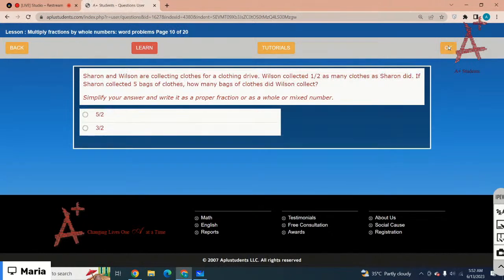Sharon and Wilson are collecting clothes for a clothing drive. Wilson collected half as many clothes as Sharon did. If Sharon collected 5 bags of clothes, how many bags of clothes did Wilson collect? So, which is the correct option?